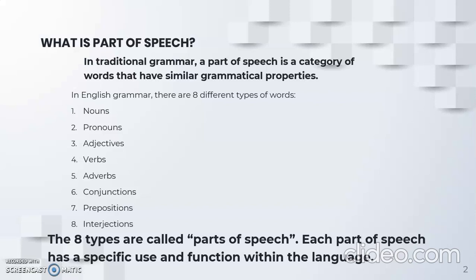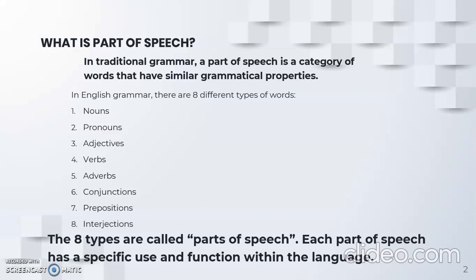First, nouns. Second, pronouns. Third, adjectives. Fourth, verbs. Fifth, adverbs. Sixth, conjunctions. Seventh, prepositions. Eighth, interjections. The 8 types are called parts of speech. Each part of speech has a specific use and function within the language.